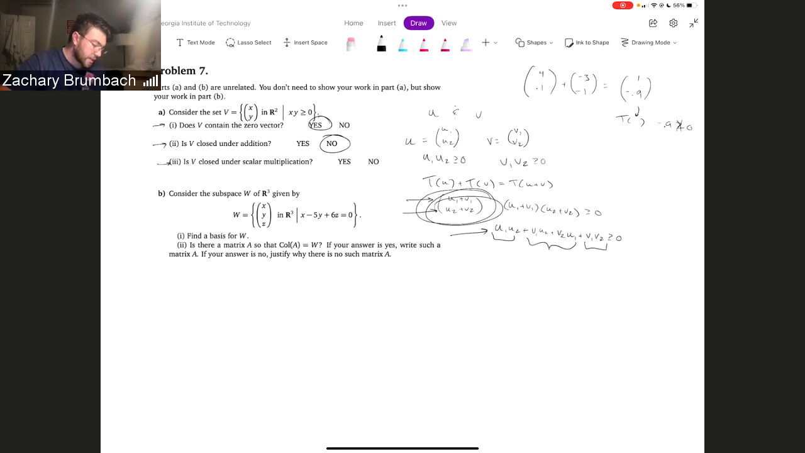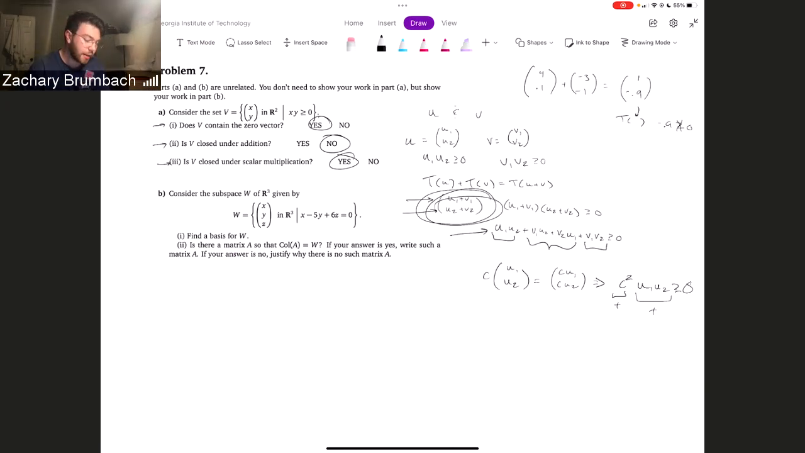So moving to 3, is it closed under scalar multiplication? If we have c times u1, u2, okay, this is equal to cu1, cu2, which then gives us c squared, u1, u2. Is that greater than or equal to 0? This is always positive because it's squared. This is always positive because that was given. So that is true. All right. Questions about that one? All right. Moving on to B.